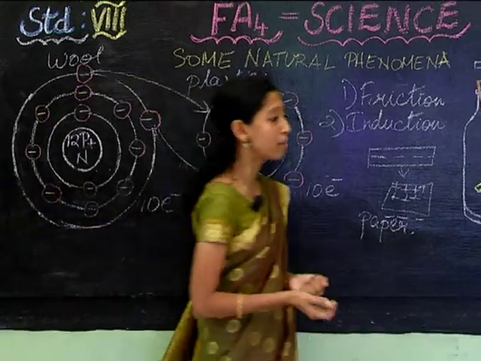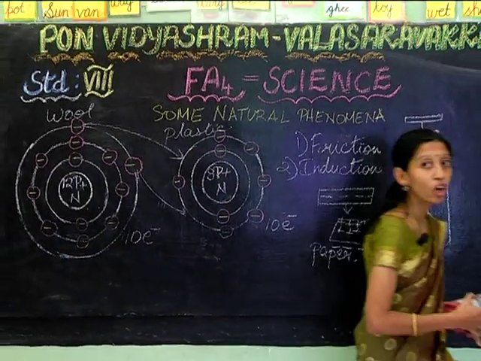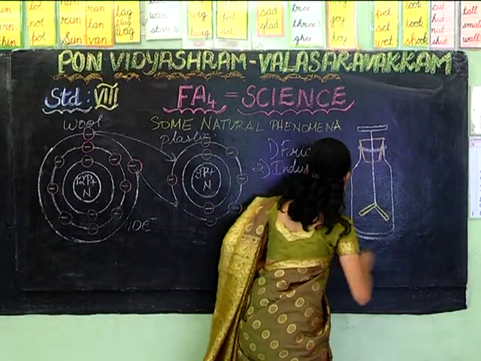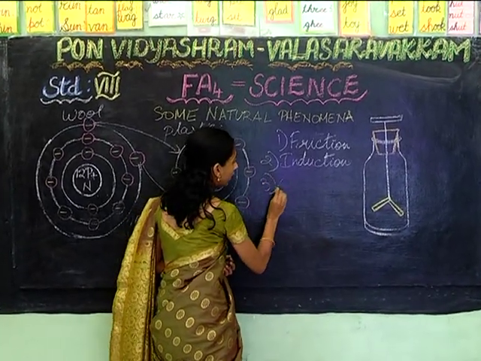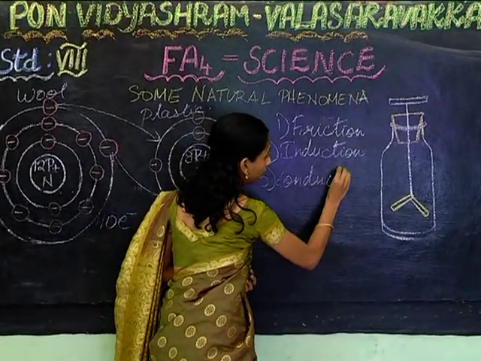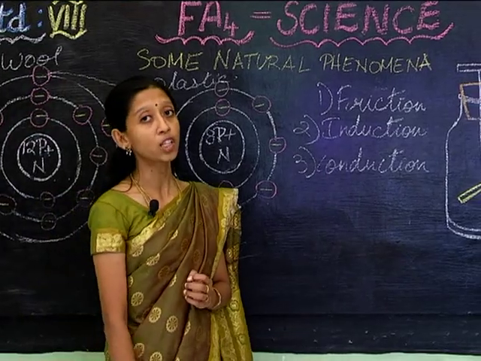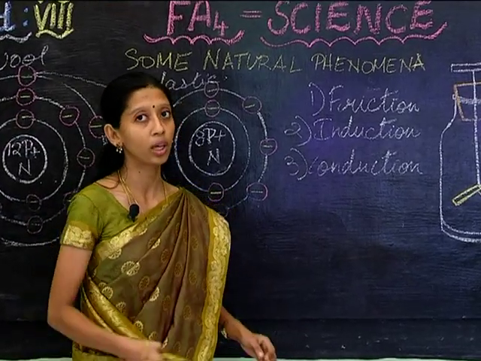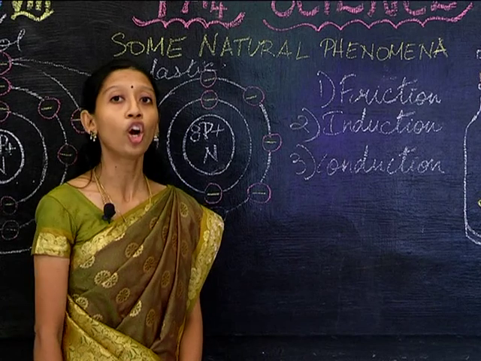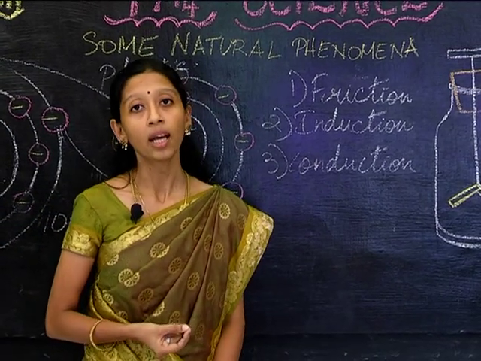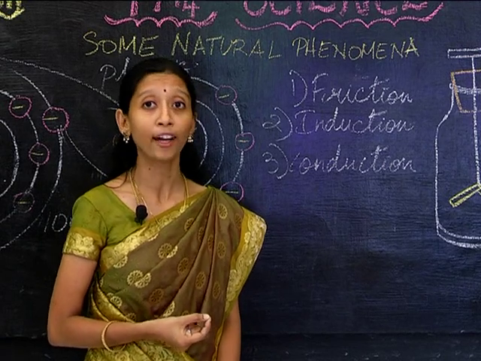The last method by which we can charge an object is by conduction. The third method by which we can transfer charges from one object to the other is by conduction. In order to understand conduction, we will do a simple experiment using a gold leaf electroscope.